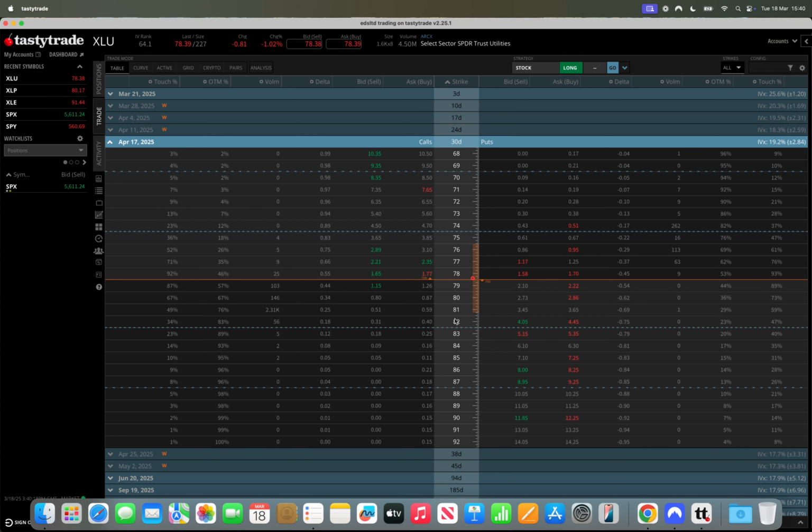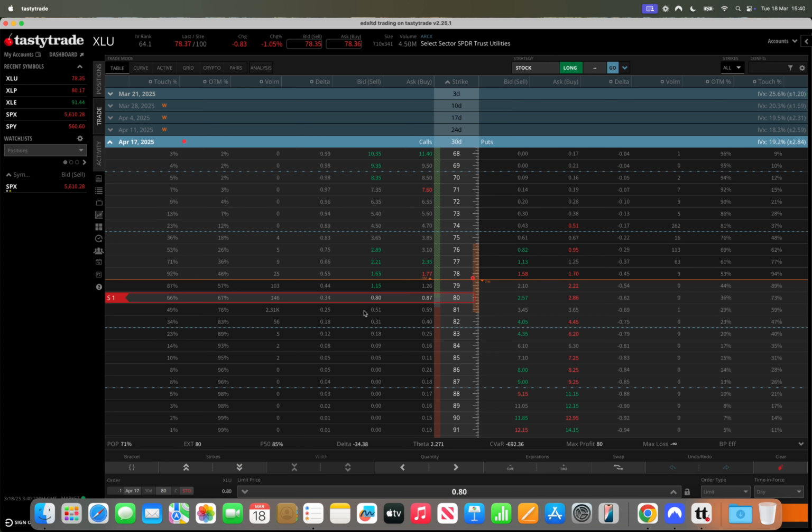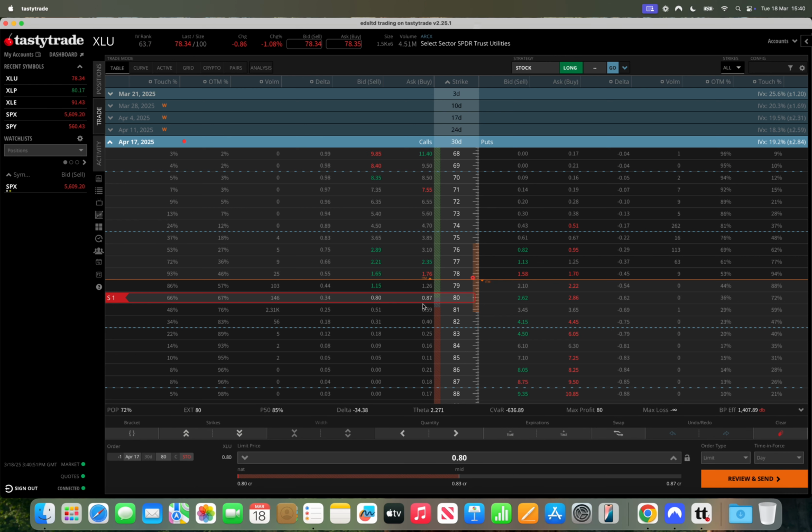Okay, so we're going to have a look at this 34 delta strike here at the $80 mark, and we're going to sell that. So we're going to sell the 80 strike, and what this basically means is that we want price to stay away from $80. Right now the price of XLU is 78.36. So as long as price stays below 80, we're going to be able to make a lot of money on this position, or pretty much we'll be able to keep all of the premium that we collect up front.